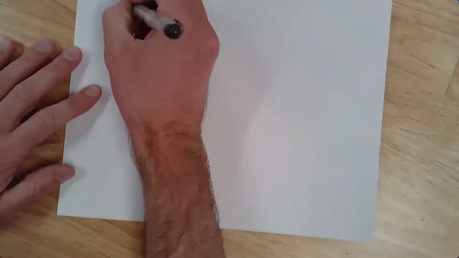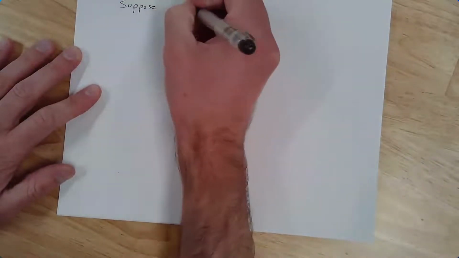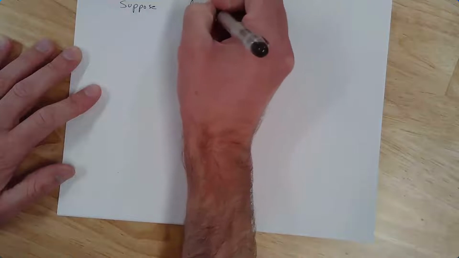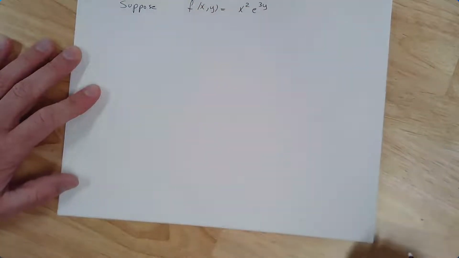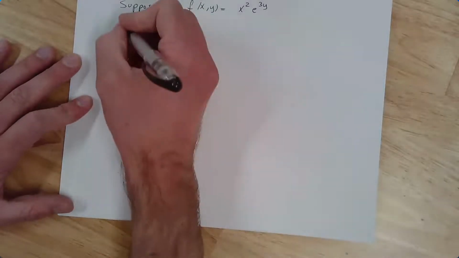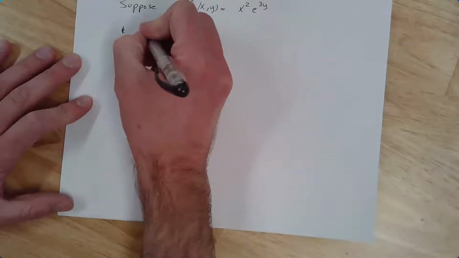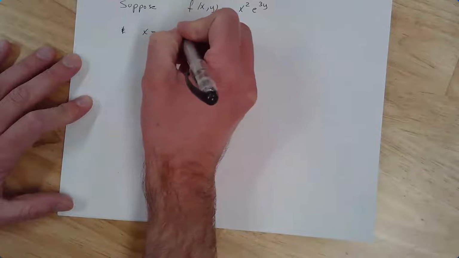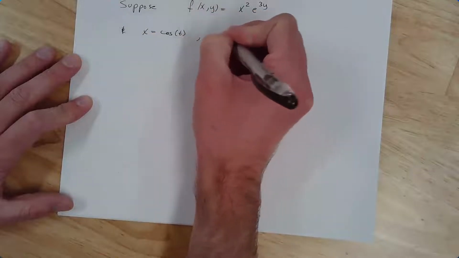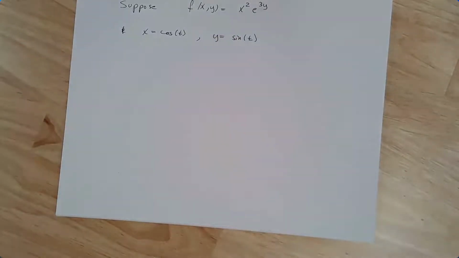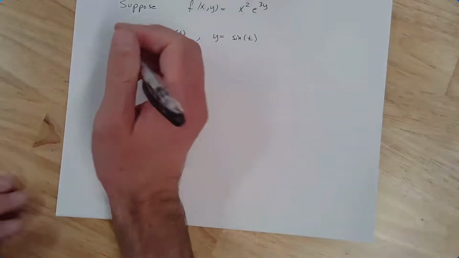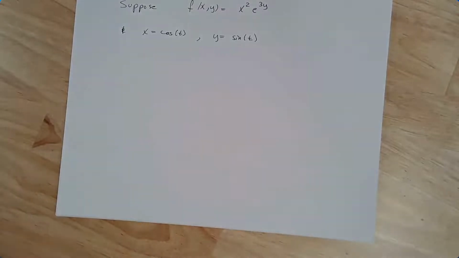Let's look at another example. Suppose f of x, y equals x squared e to the 3y. And sure, x is cosine of t, y is sine of t. So we want to find df dt.